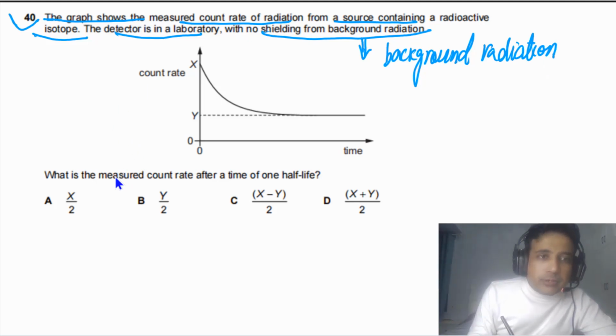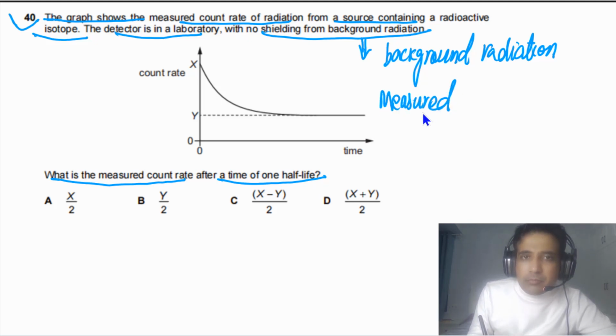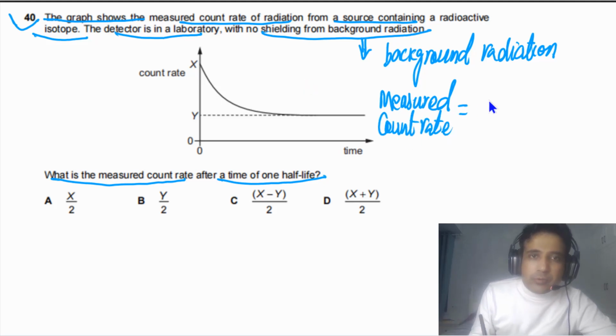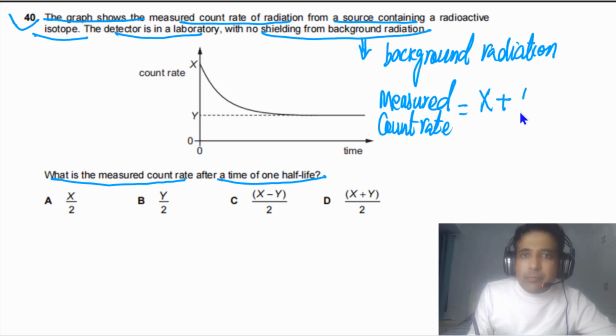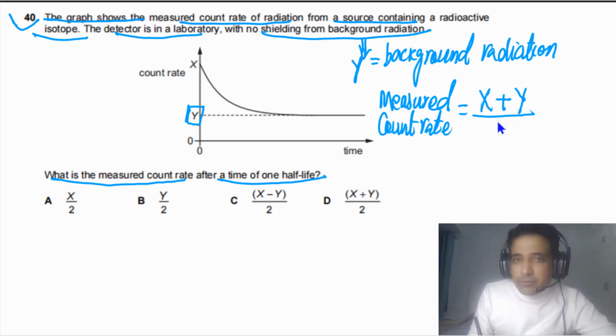For this question, we need to find out what is the measured count rate after a time of 1 half-life. After 1 half-life, measured count rate simply will be equal to the initial count rate plus the count rate due to background radiations only, where Y is representing count rate due to background radiations only. So you have to add these two and you need to divide by 2. So the answer for this question has to be D.